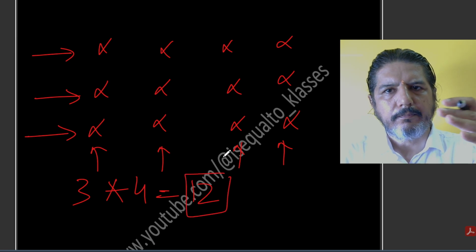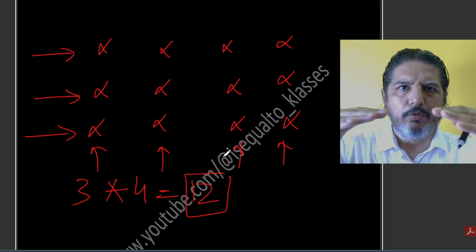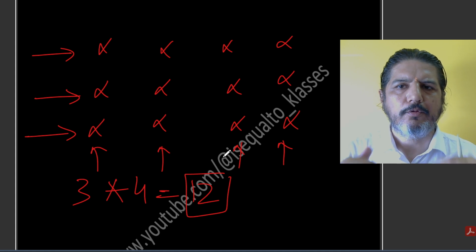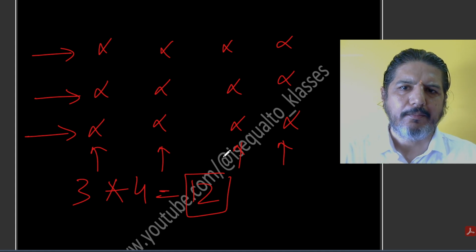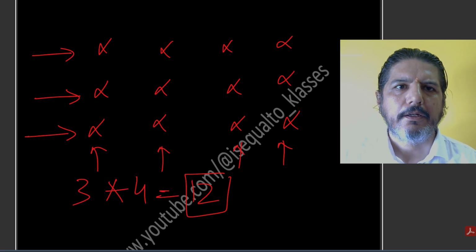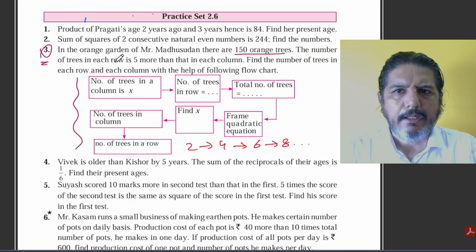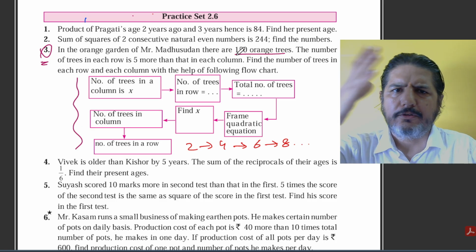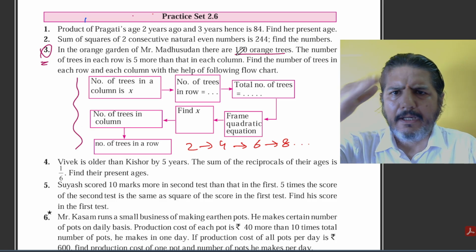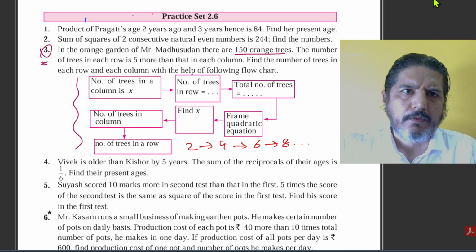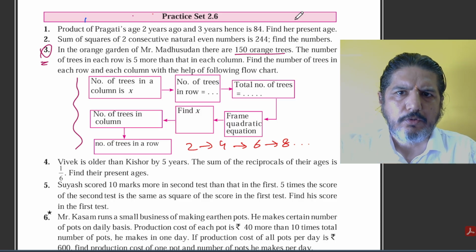So what are rows and columns? I hope you have understood. If you are given rows and columns, how do you find the number of trees? I hope you have understood that also. Now let's look at the question again. Mr. Madhusudan has 150 orange trees. The number of trees in each row is 5 more than that in each column.